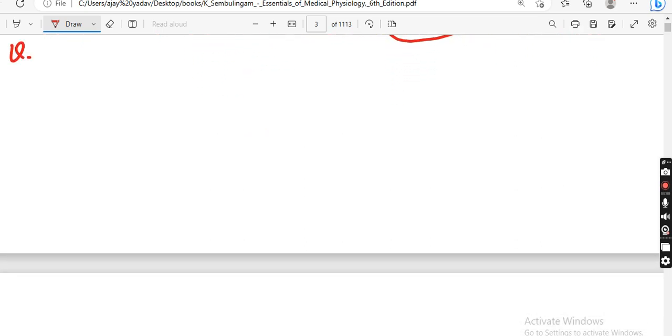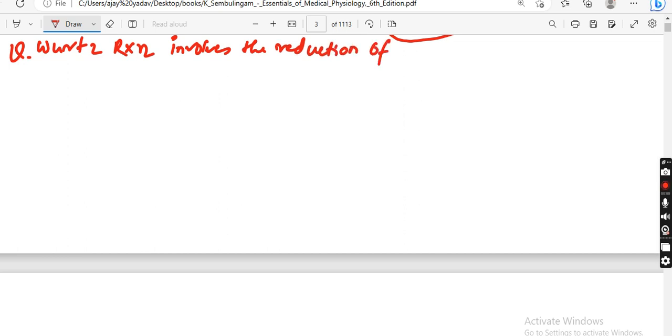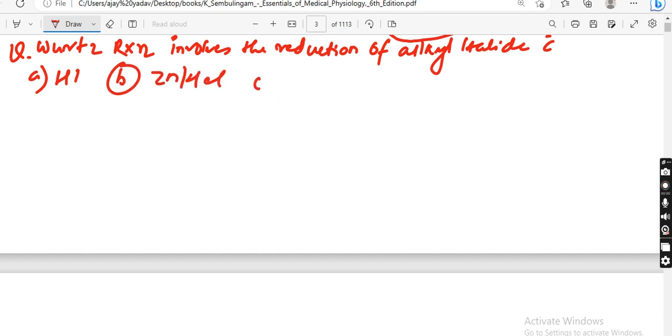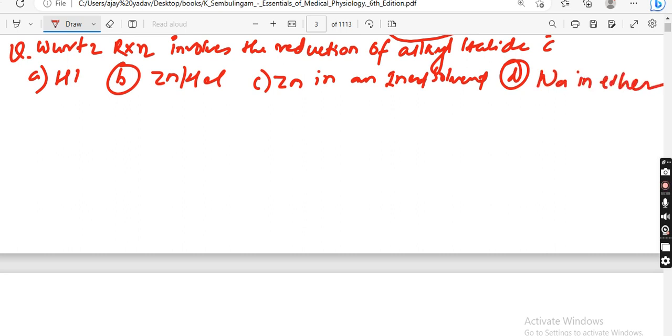So the next question that we'll be discussing is: Wood's reaction involves the reduction of alkyl halide with which reagent? Option A is HI, option B is Zn/HCl, option C is Zn in an inert solvent, and option D is Na in ether. So this is the right answer.